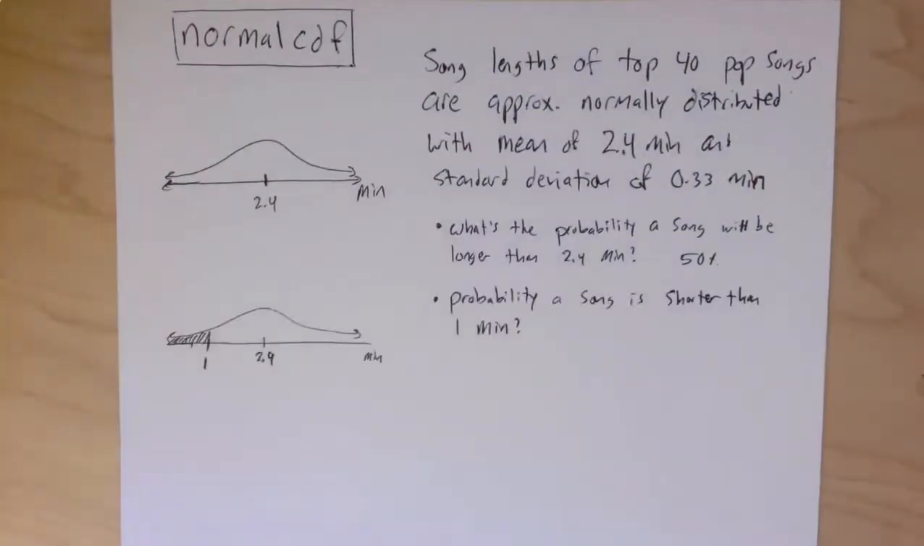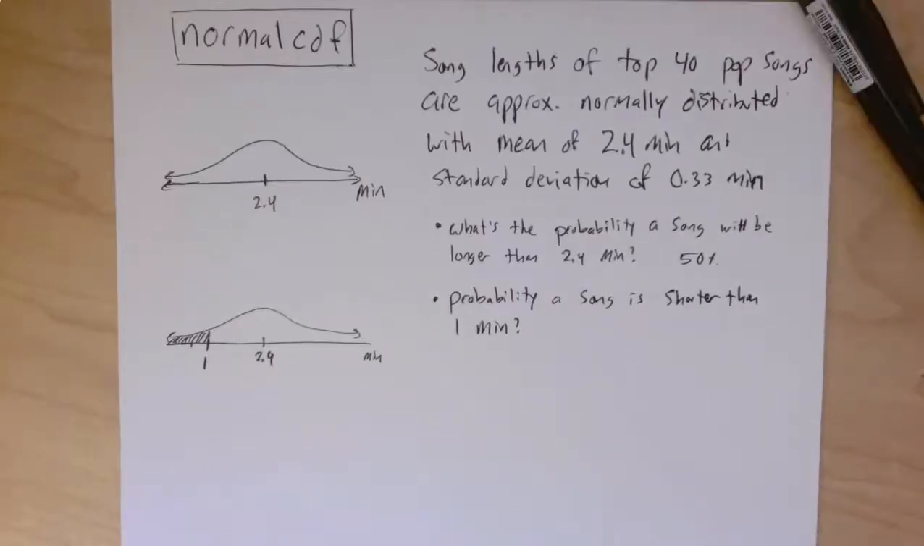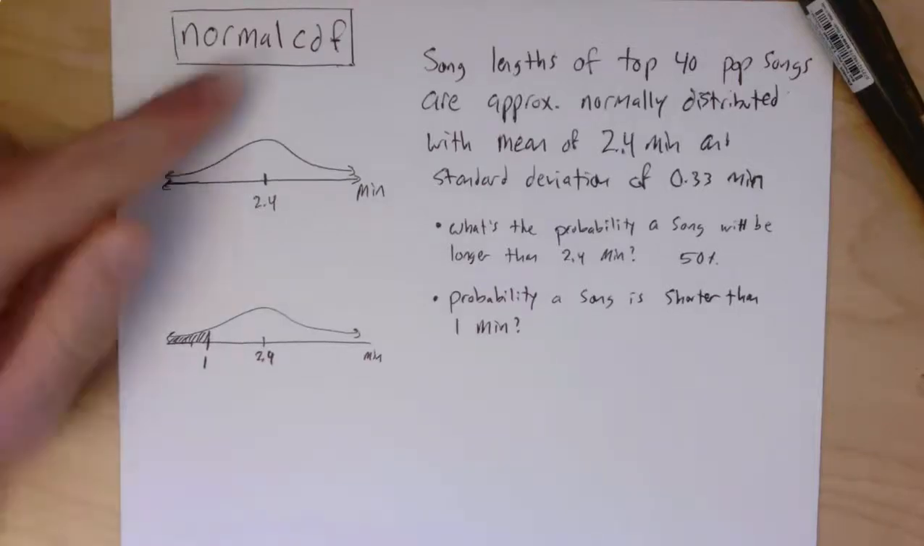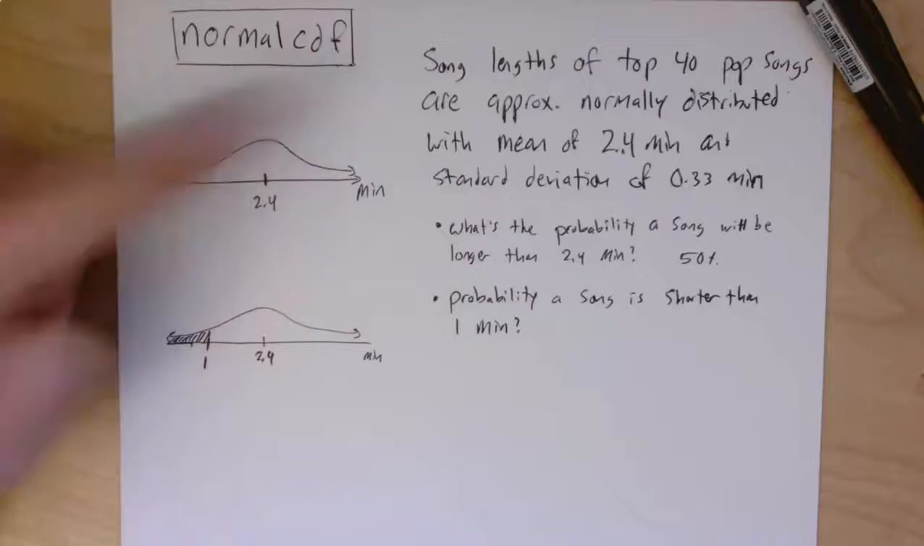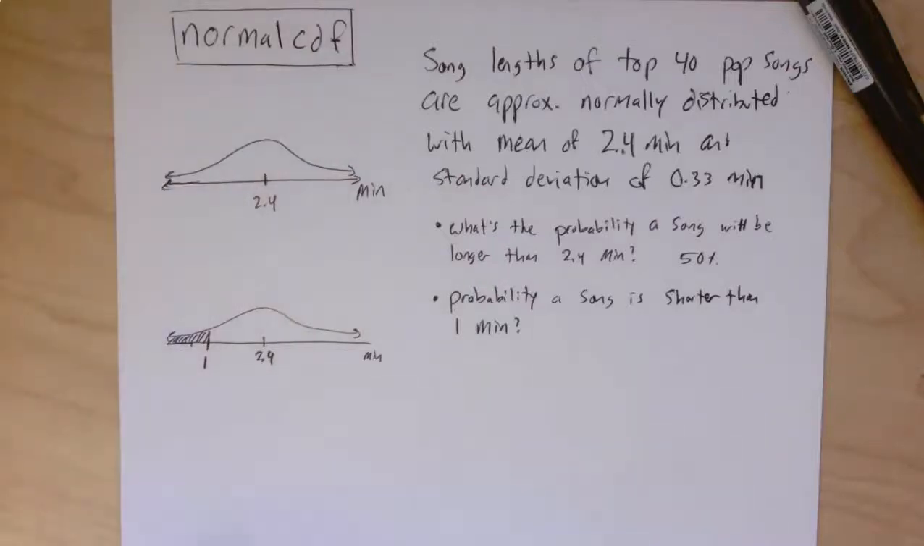So what if we were asking what's the probability that a song is shorter than 1 minute? What we're asking is, what's the area under the normal curve smaller than 1 minute? So we're asking about the shaded region. We want to know how much area is under there. This is exactly the kind of question where the normal cumulative density function, normal CDF, on your calculator can help you answer it.